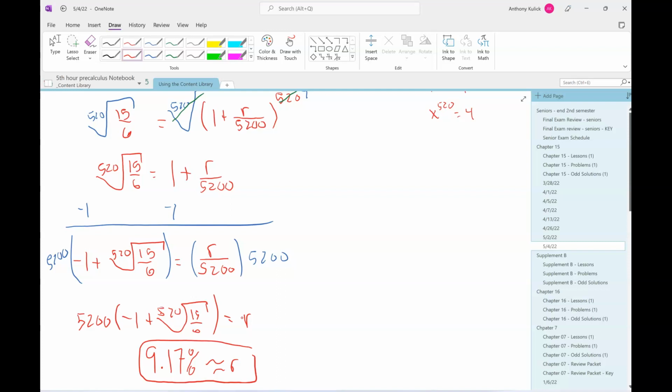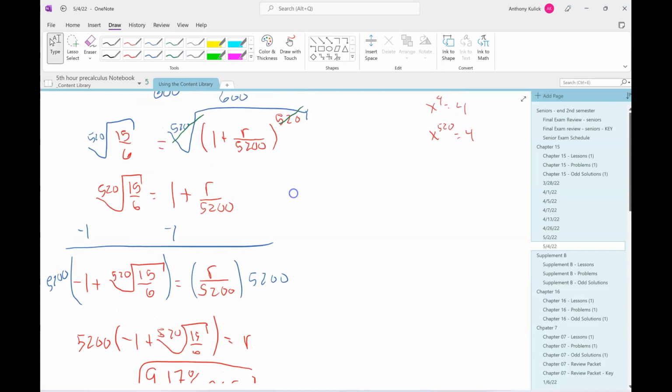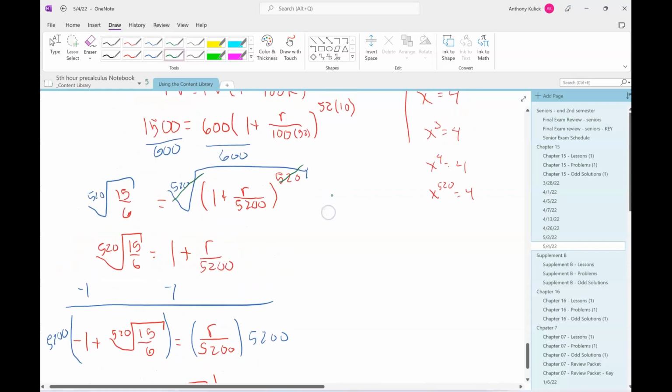I've made one assumption along the way that's probably worth pointing out. Does anybody see what it was? I'll give you a hint. It happened on this step here.